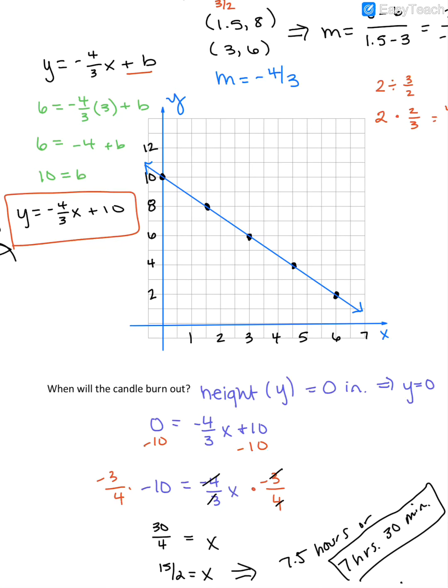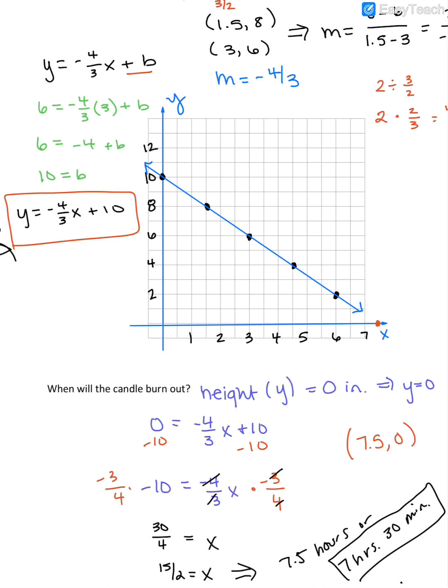Now, if it was asking you to interpret the x and y intercepts here, we just found that point at (7.5, 0). So I can go through and mark that right here. If I was asked to interpret this one, I would say at 7.5 hours, the height of the candle will be 0, or the candle will burn out. Here I would say at the start of burning the candle, so when you first light the candle, the initial height of the candle was 10 inches tall.